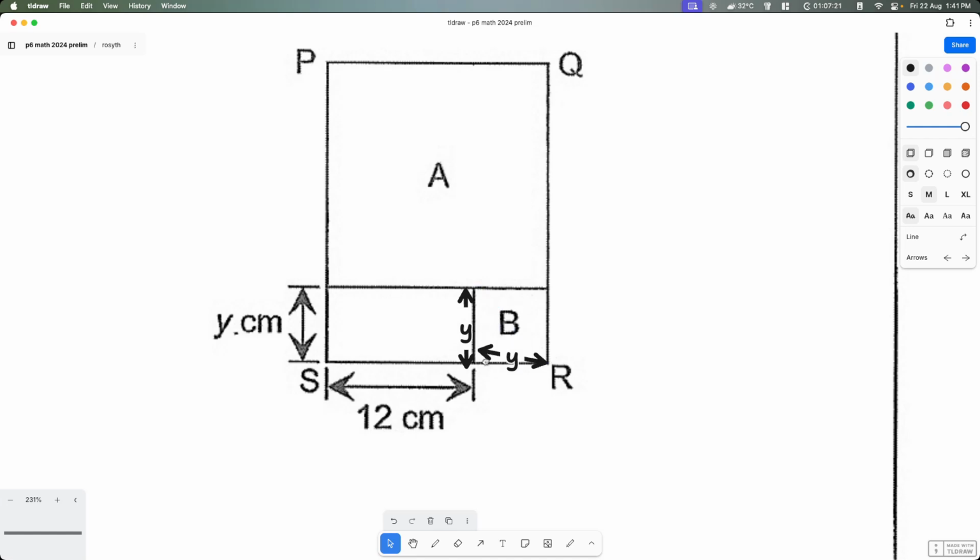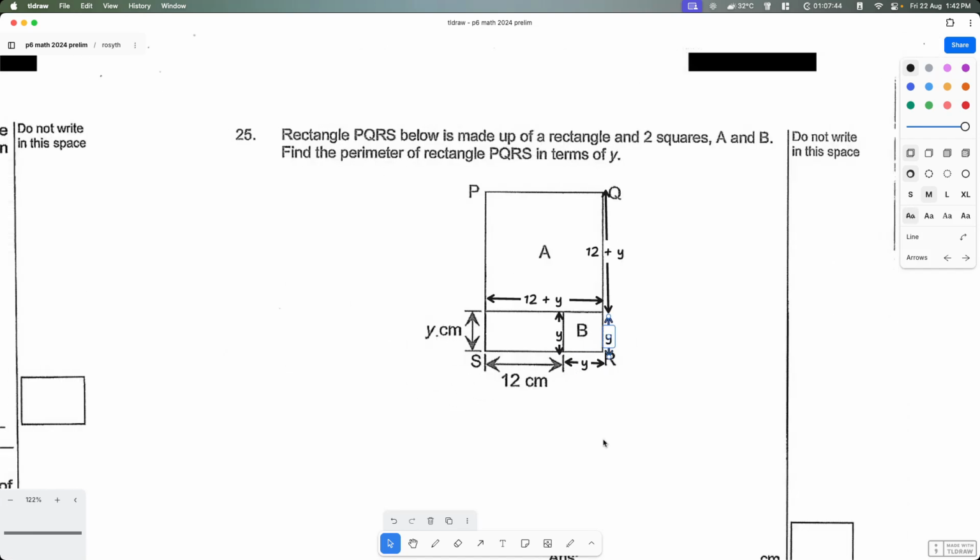In this case over here, 12y, then we know that 12 is also this, right? So 12 plus y is this. That means this is also 12 plus y. Here you go, and this is y as well. Alrighty. So find the perimeter.